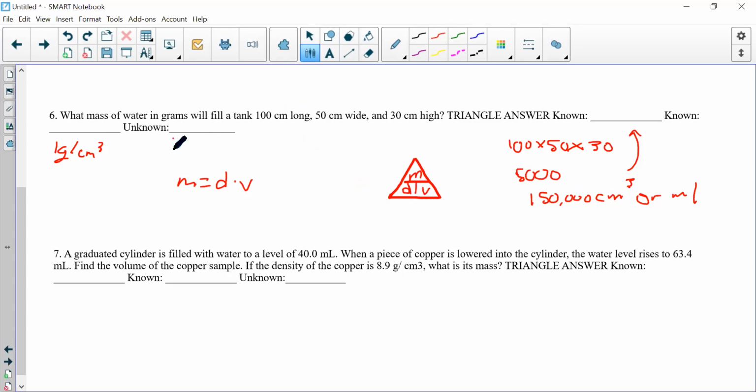$150,000. There we go. So we've got 150,000. Now what's our unit here? Grams. So this is going to be grams. It's asking for a mass, which is going to be our key, and it says in grams.